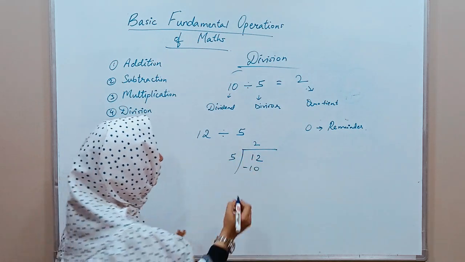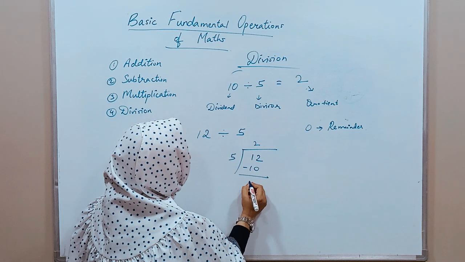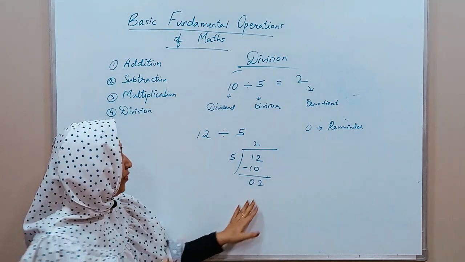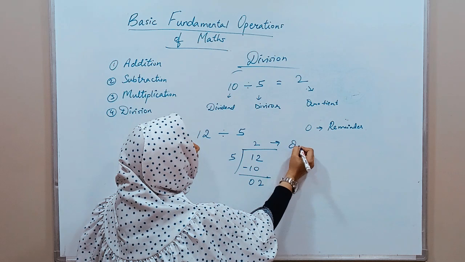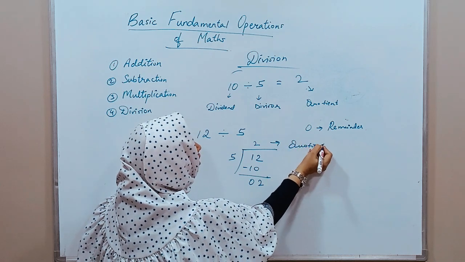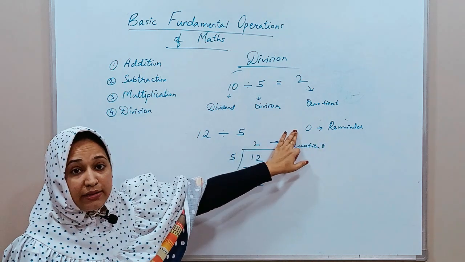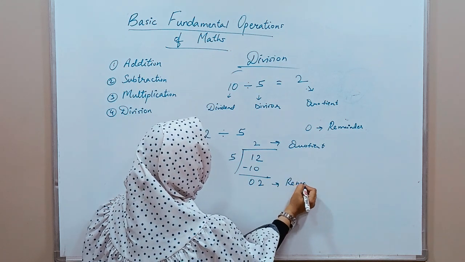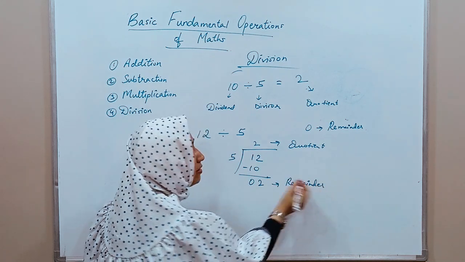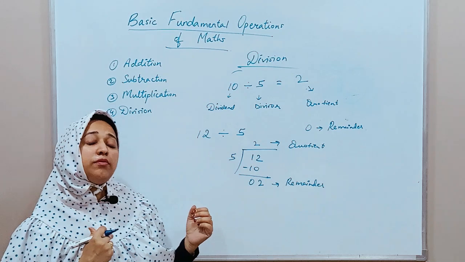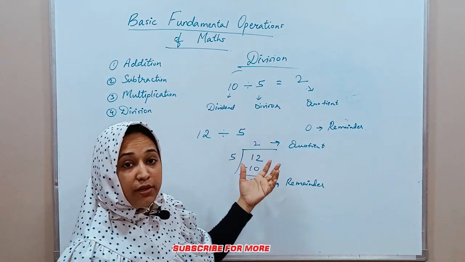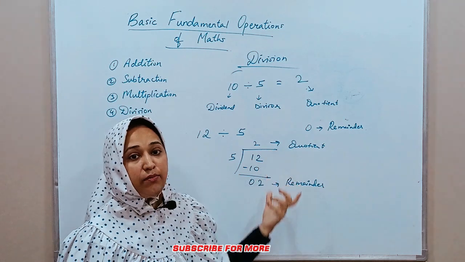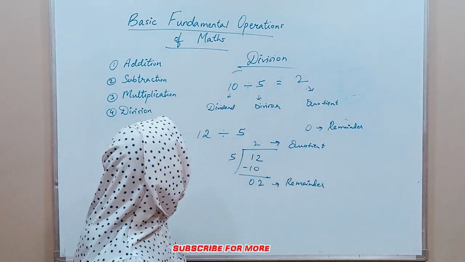5 2s are 10. Then 12 minus 10 is 2. So here your remainder is 2. The quotient is the same, that is 2. In the first example, the remainder is 0. In the second example, we get remainder 2. Right? This is the simplest division. Now when we go to decimal points, it is done the other way, which I will explain in upcoming videos, how we can put a decimal and go through it.